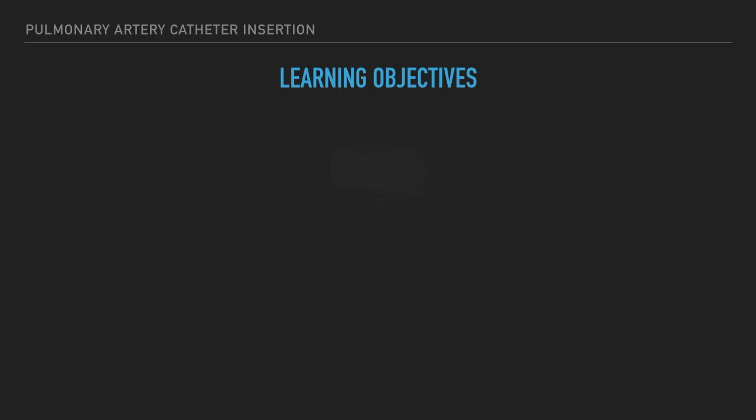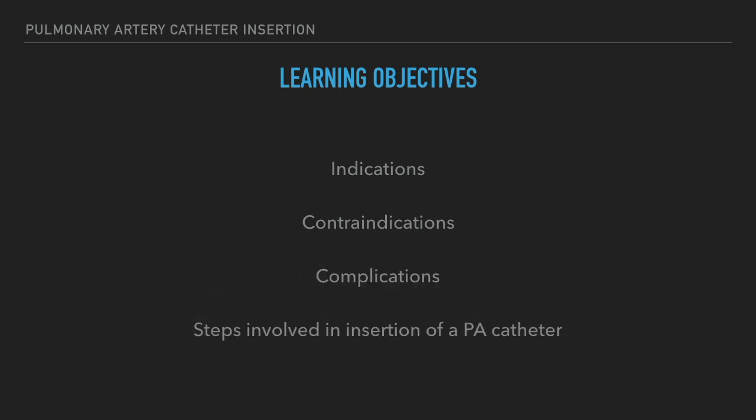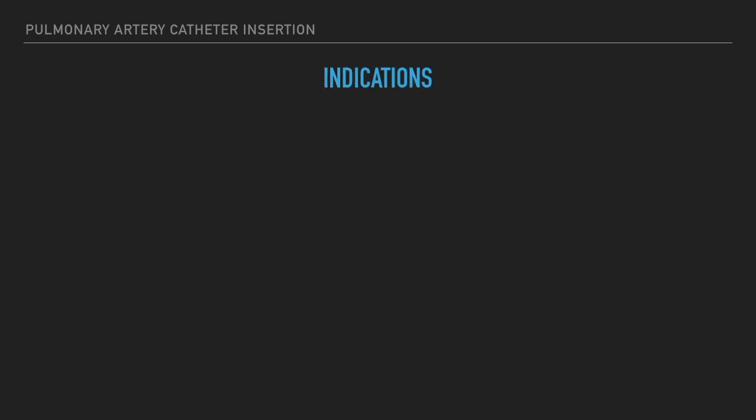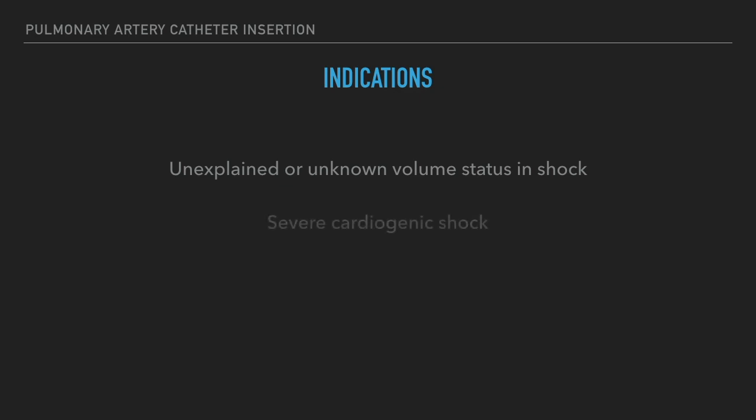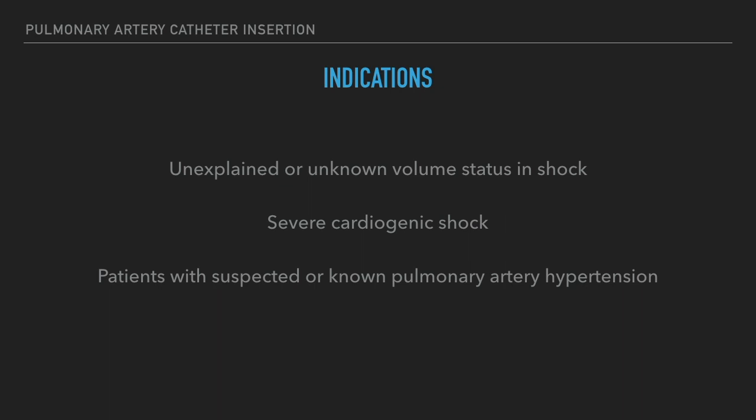After watching this video, you will be able to describe the indications, contraindications, and complications of PA catheter insertion, as well as the steps involved in inserting a PA catheter. The indications for PA catheter insertion are unexplained or unknown volume status and shock, severe cardiogenic shock, patients with suspected or known pulmonary artery hypertension, and patients undergoing high-risk surgery.